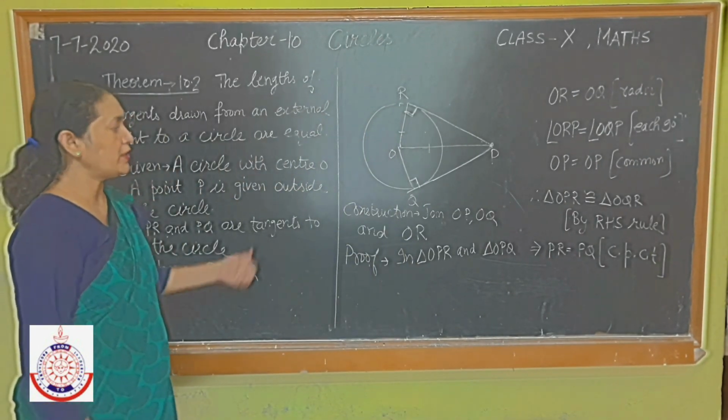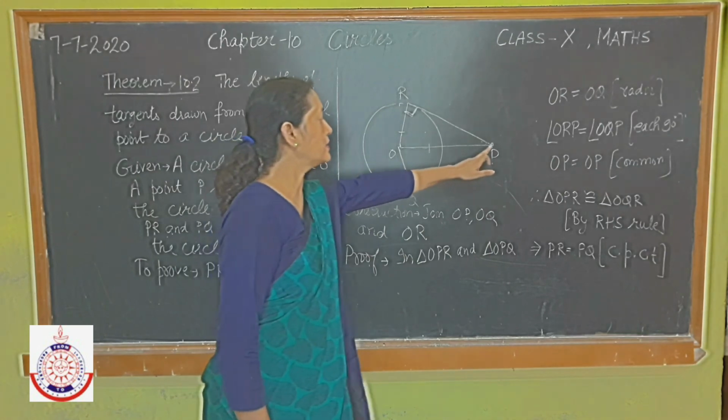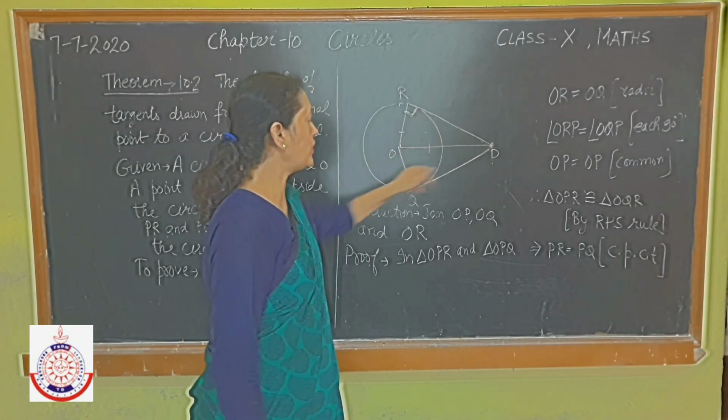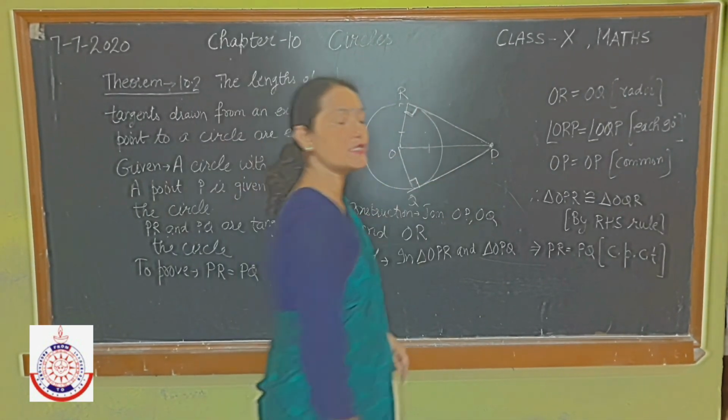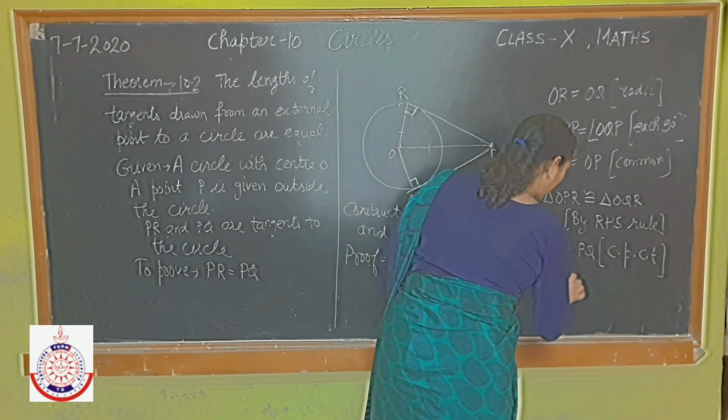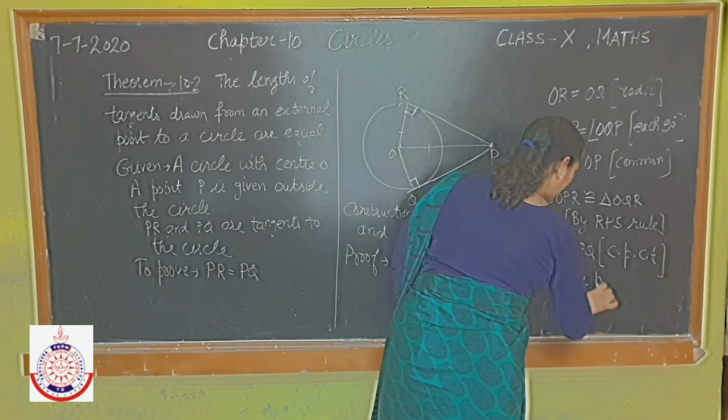This is what was being asked in the question. They have asked, prove that from a point, if two tangents are drawn to the circle, the lengths of the tangents are equal. So we have proved what was being asked.